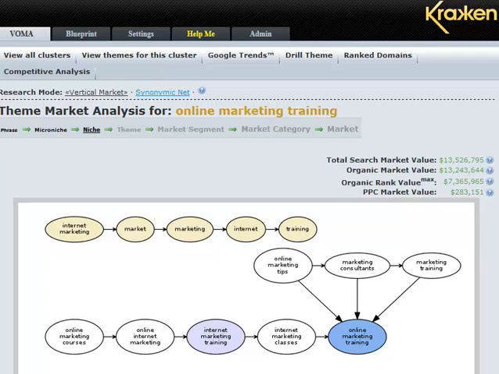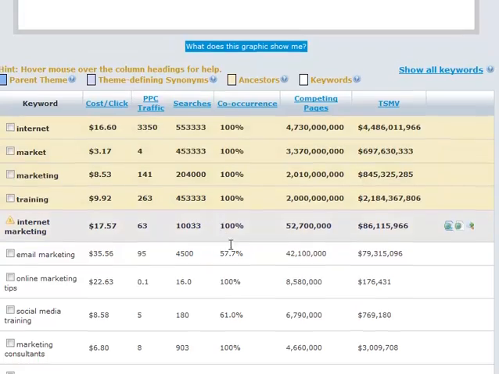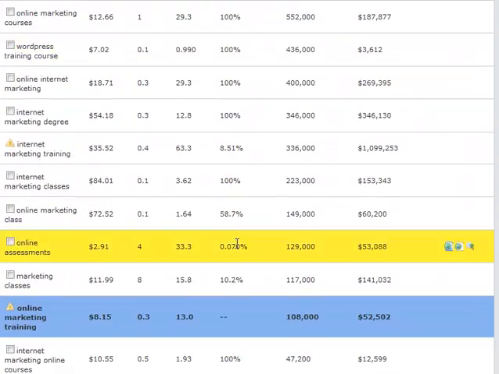Co-occurrence we use in Krakken, and I'll explain exactly what it is, how we use it, and why it's important. Alright, so I've got here a drill in Krakken where my seed term, the keyword that I drilled into to begin this drill, was online marketing training. And if you come down here, you notice we have this column called co-occurrence. Some of these keywords have got 100% co-occurrence. Usually that's not the norm.